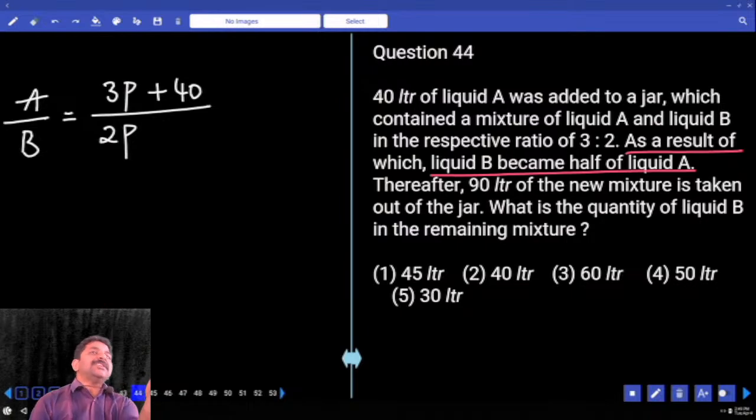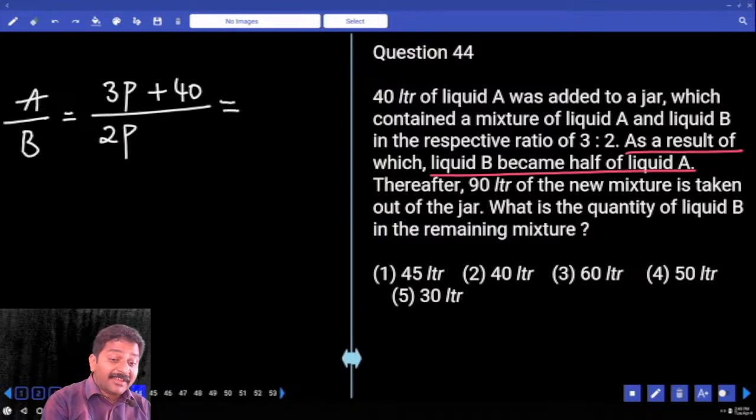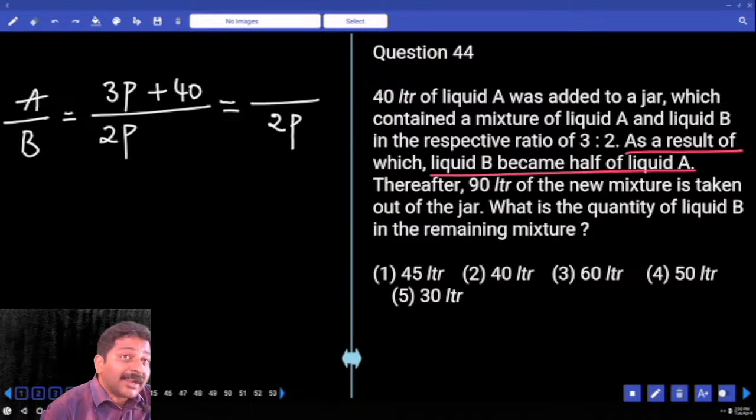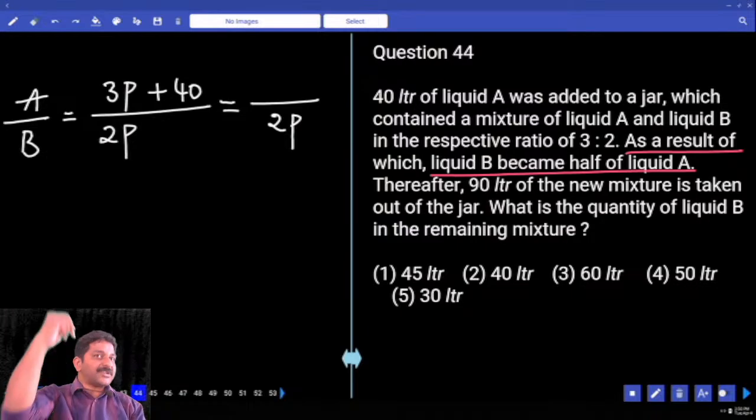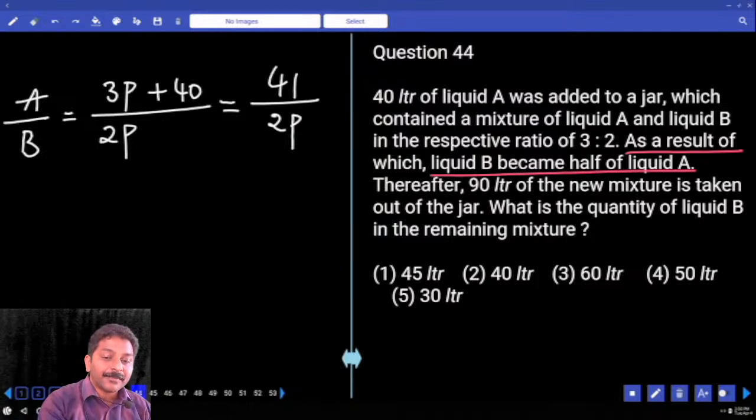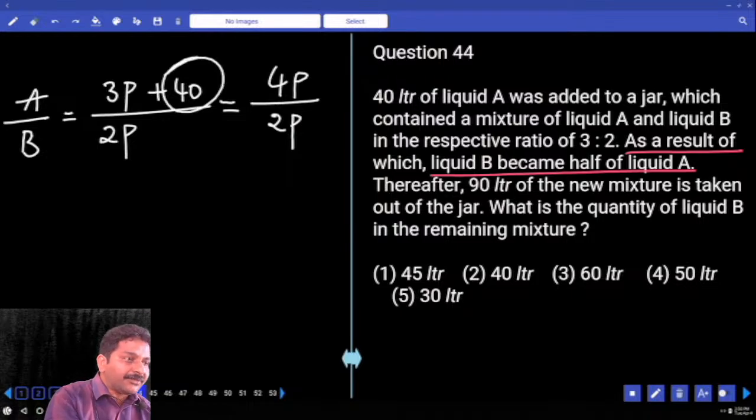Liquid B became half of liquid A. Wait a minute. In the initial container, we have some quantity in the ratio 3:2, which has two quantities, A and B. To that container, which type of quantity did we add? A. Is there any change in the other liquid B? That means even in the final container, liquid B must be 2 parts only. According to that underlined statement, liquid B became half of liquid A. Can I say in a reverse way, liquid A is 2 times of liquid B? How many parts is that? That means 3 parts plus 1 part is equal to 4 parts, right? That means 1 part is equal to 40 liters.